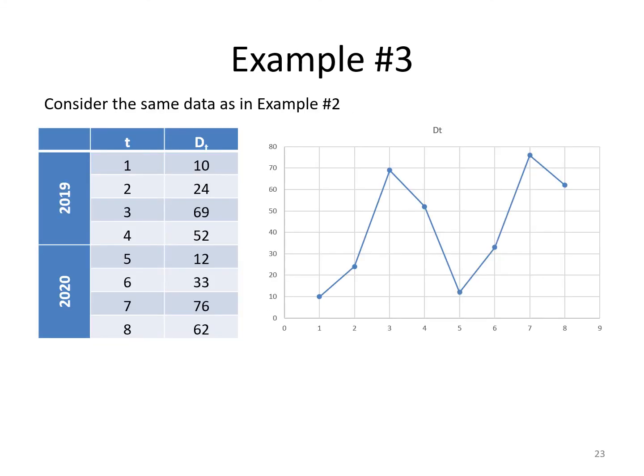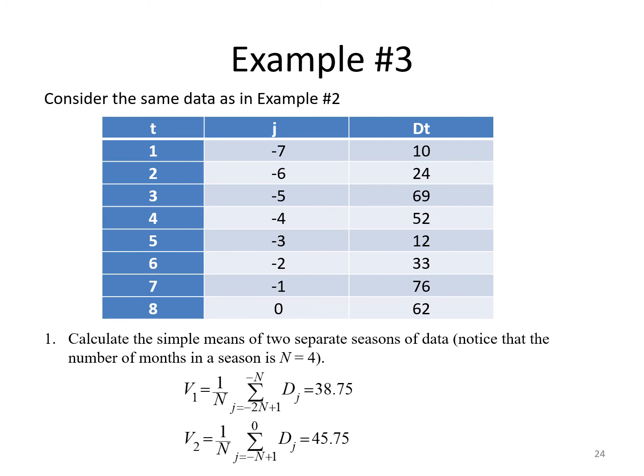Now, we will demonstrate how the calculations are done through a simple example. In this example, we use the same data that we had in the previous example. What we will do is we will have an additional index here, which is J. This J is used to index the historical demand periods, which starts at -7 and moves to 0.